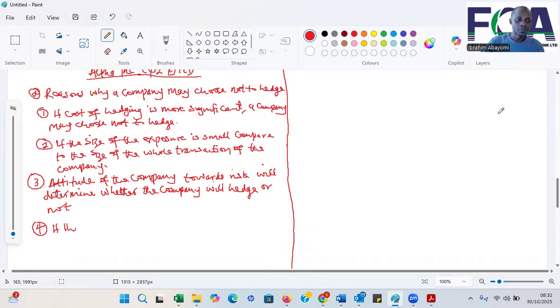If the majority shareholders of the company have a fully diversified portfolio.